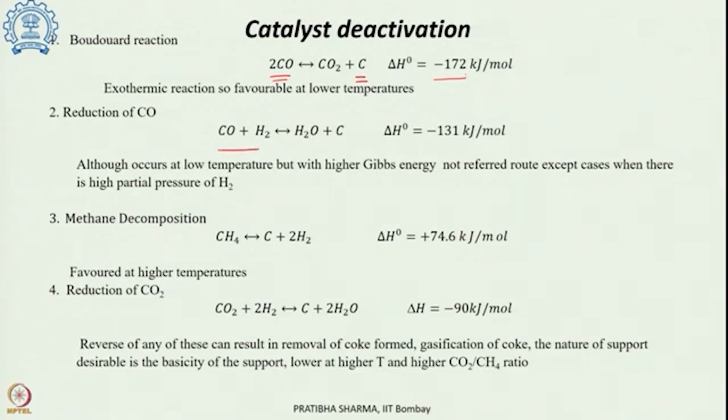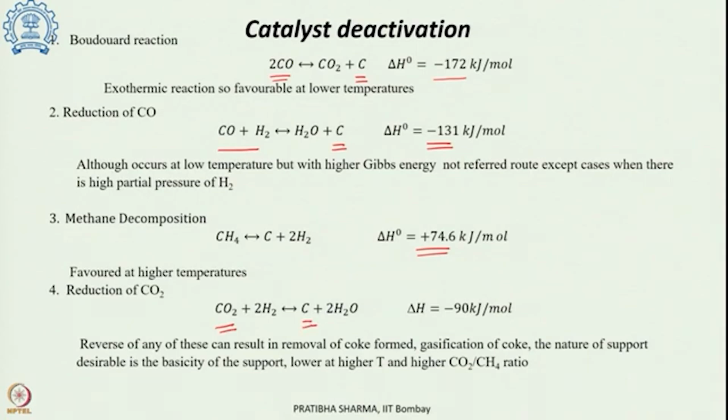Reduction of CO can result in carbon formation. This again occurs at a lower temperature, but the Gibbs free energy of this reaction is not favorable, so it is not a preferred route for carbon formation. There can be methane decomposition, which occurs at a higher temperature, favored at a higher temperature. Even reduction of carbon dioxide can occur to produce carbon.